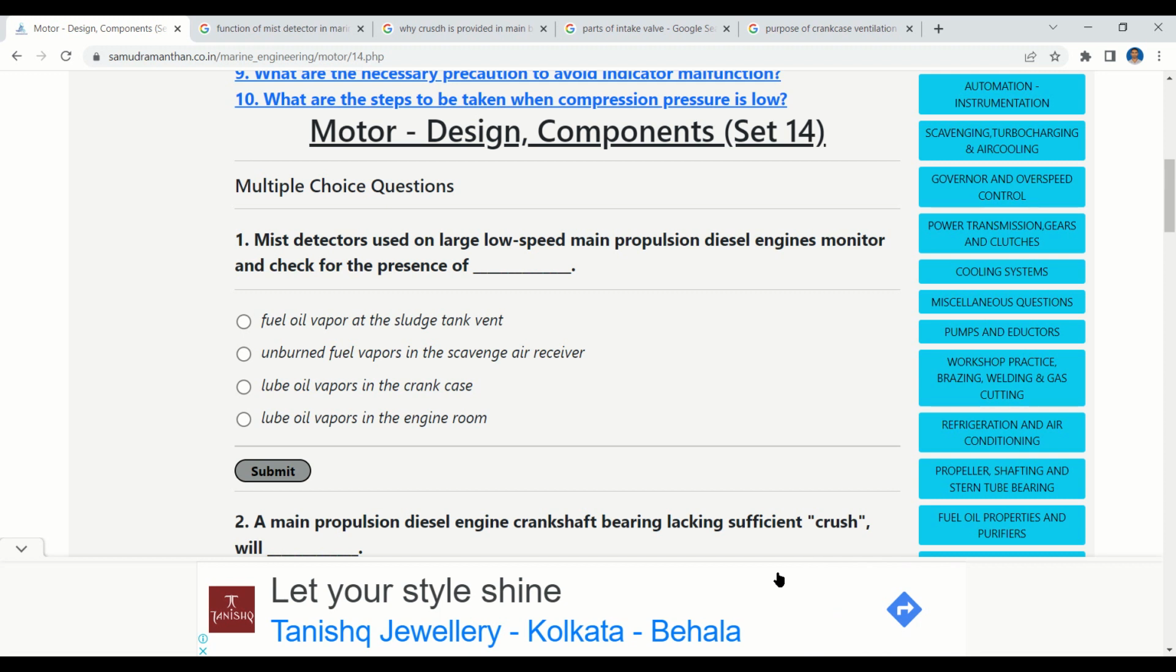Let us start. Mist detectors used on large low-speed main propulsion diesel engines monitor and check for the presence of: fuel oil vapor at the sludge tank vent, unburned fuel vapors in the scavenge air receiver, lube oil vapors in the crankcase, lube oil vapors in the engine room. The correct option should be lube oil vapors in the crankcase.